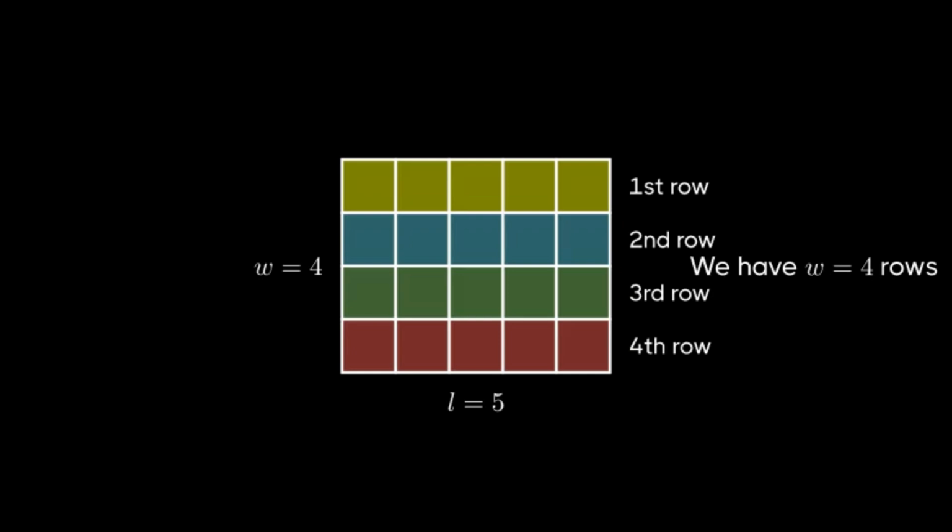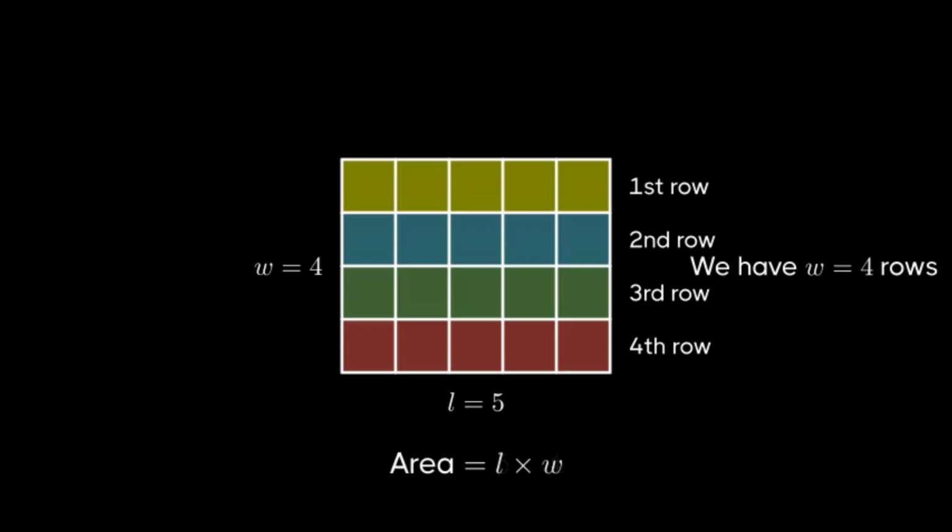To find the total number of squares in our rectangle, we need to add up all the squares in each row. Since each row contains 5 squares and we have 4 rows, we can write the total area as 5 plus 5 plus 5 plus 5. That's adding the number of squares in each row. When we add the same number multiple times, we can use multiplication as a shortcut. Adding 5 4 times is the same as multiplying 5 times 4.